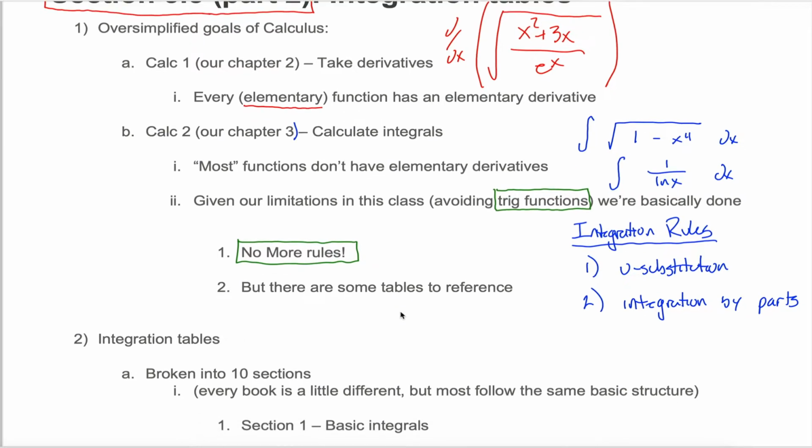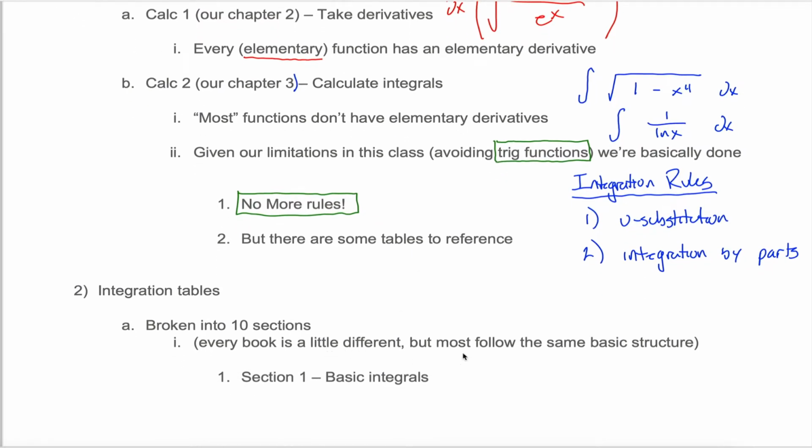A couple comments before we get into the tables. First of all, as I mentioned, they're in every single book, although they look a little bit different in every single book. But basically they follow the same structure. They're broken up into different sections. In our book there's 10 different sections. And the idea is there's going to be like 100 or so formulas, so it'd be impossible to keep them all straight if they weren't broken up into different sections.